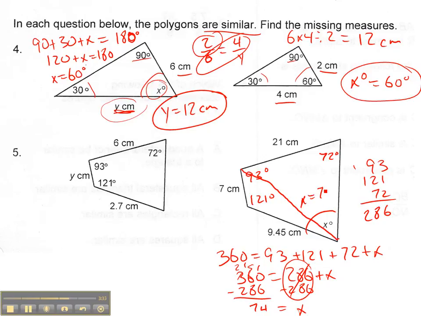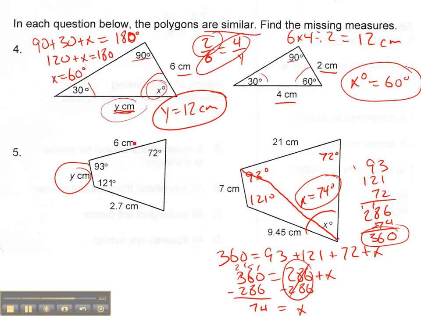X equals 74 degrees. Now, I always want to check my answer, so add 74 to this. Make sure that equals 360. 6 carry the 1. It does, 360 degrees. Okay, we're good. Now we need to find this missing side length, y.